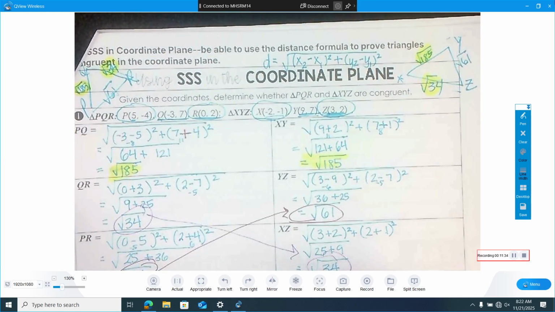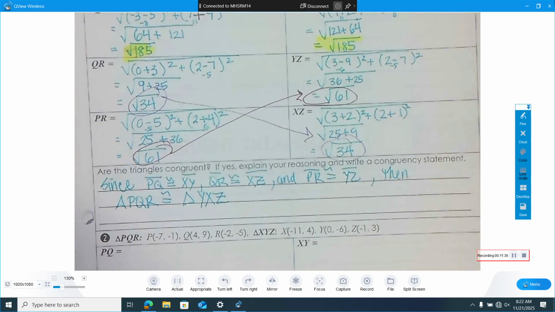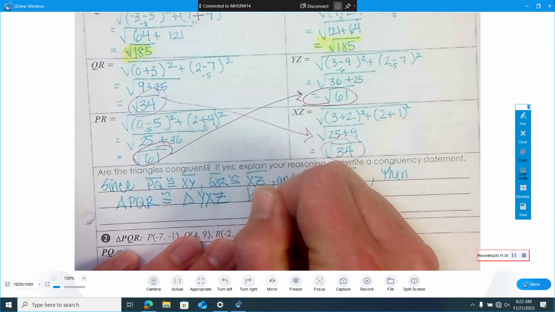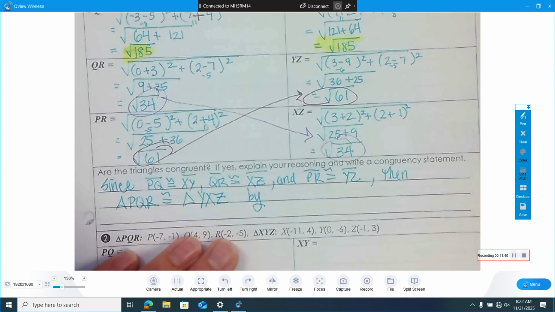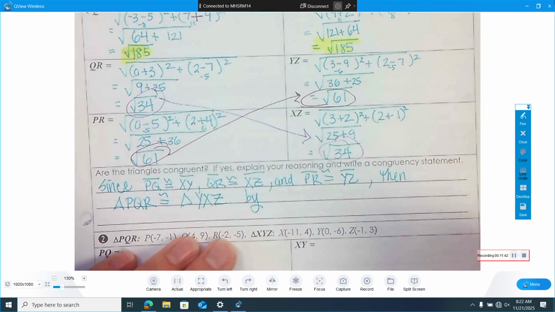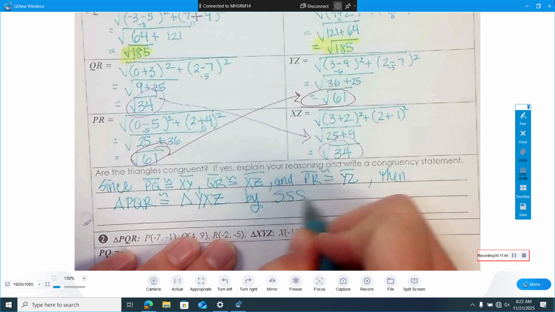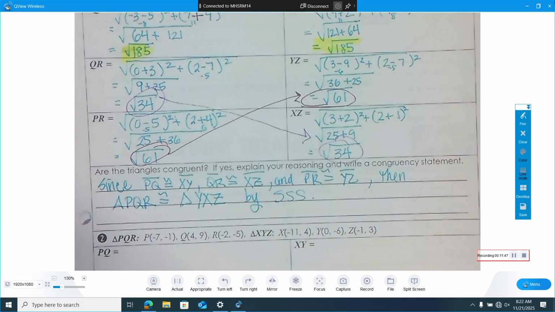So that congruency statement is very, very important. And why do we know that they're congruent? What theorem? Distance formula. Side, side, side. Congruency, yes.